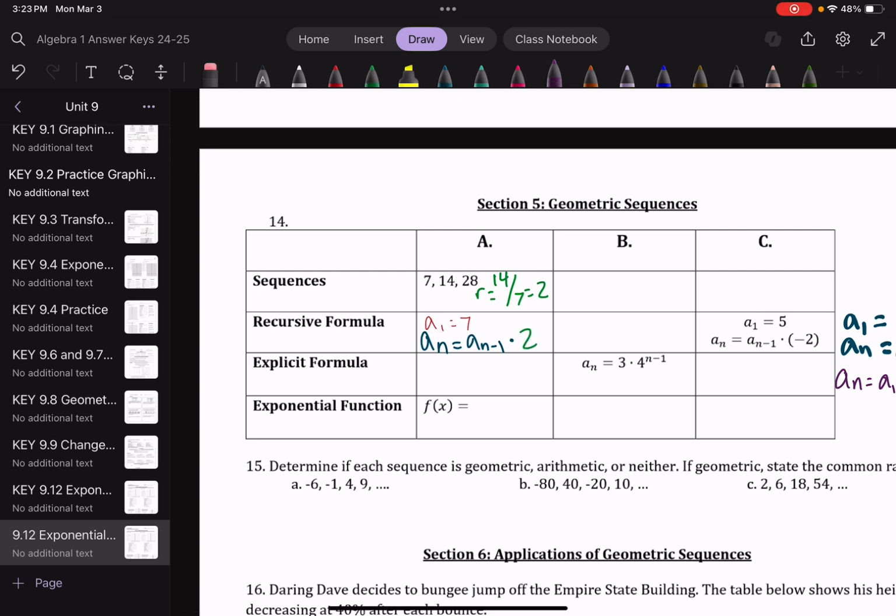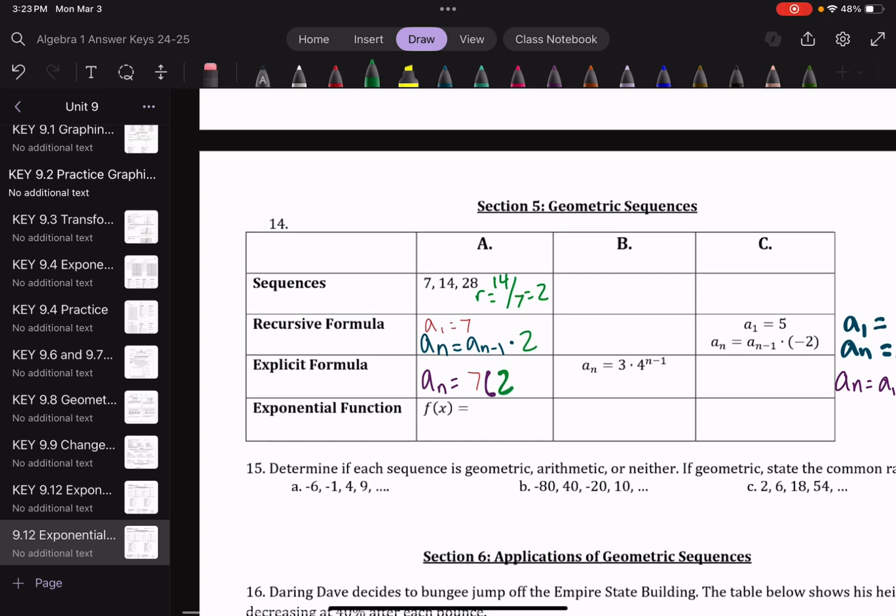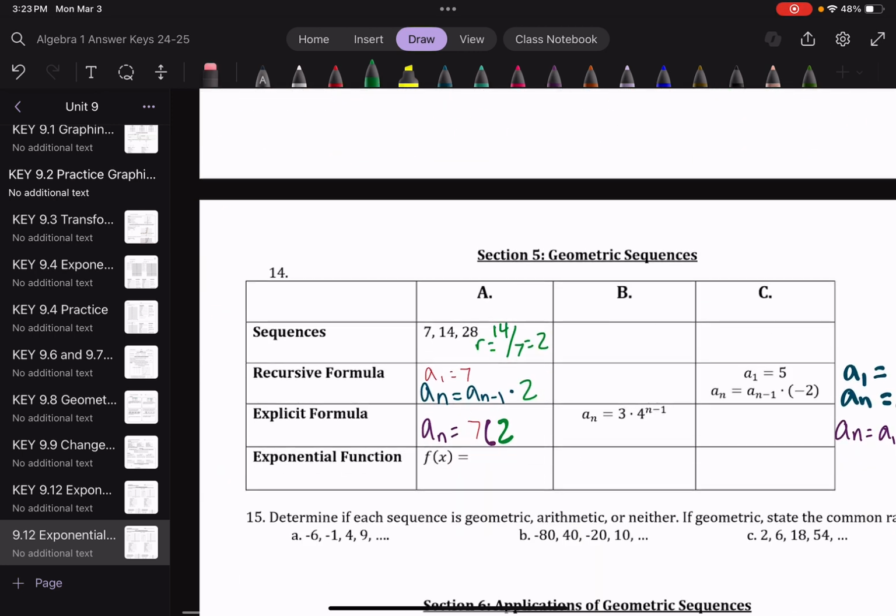Then for my explicit formula, I'm going to have a sub n is equal to that initial value of 7 multiplied by the r value of 2 raised to the n minus 1 power. So therefore my exponential function is going to be f of x equals 7 times 2 to the n minus 1 power.